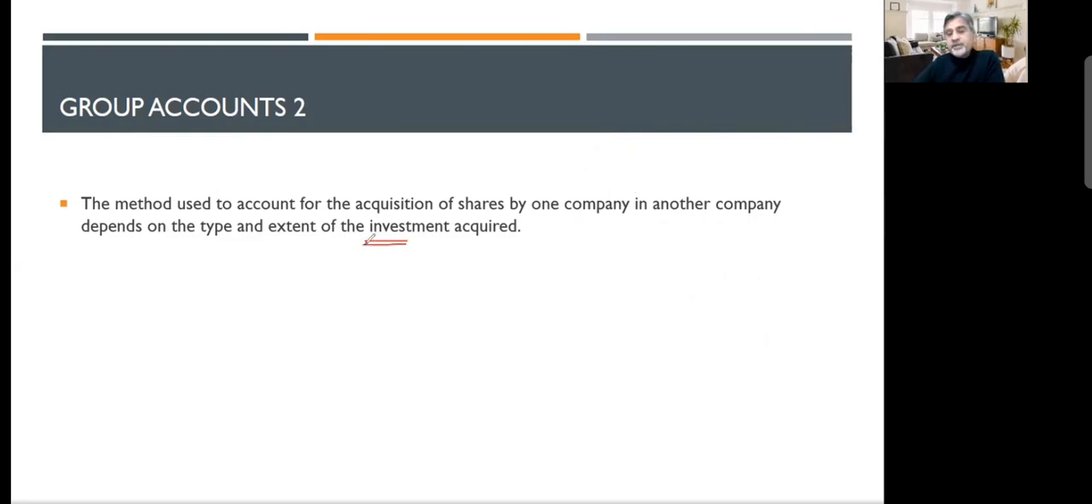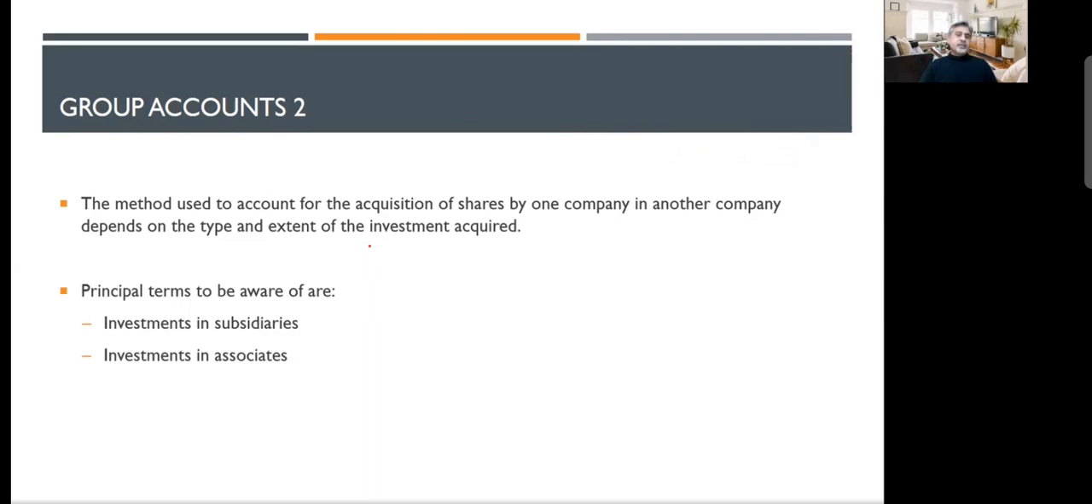So it's very important to see how much investment has been made, which means what percentage of shares you have acquired. And when I say percentage of shares, I'm actually talking about the voting shares. Voting shares means your equity shares, which means preference shares we will just ignore. Our focus will be on equity shares. Like I said, you acquired 60% shares in some entity. So the question is, are these 60% equity shares or 60% preference shares? Principal terms to be aware of are investments in subsidiaries and investments in associates. These are two different scenarios, subsidiaries and associates.